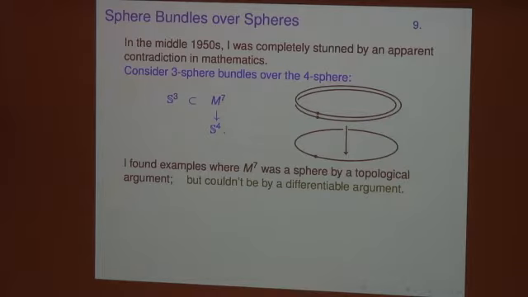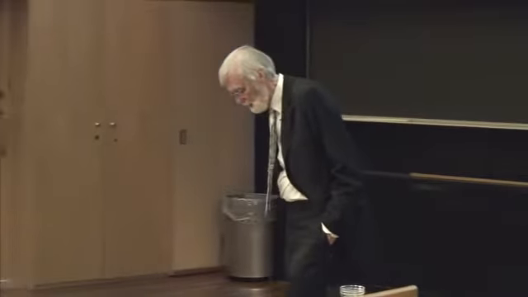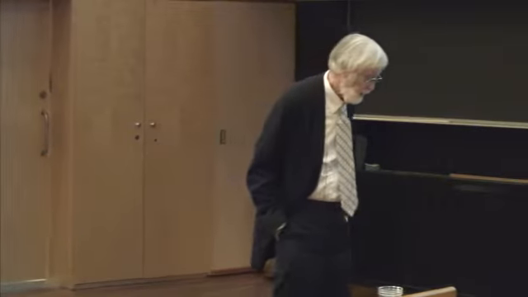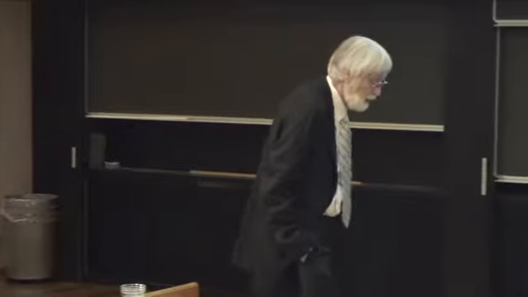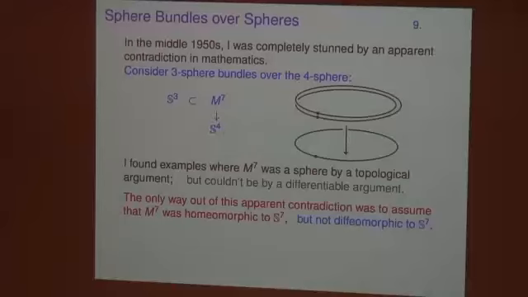So I found examples where this total space M7 was a sphere according to a topological argument, but was not a sphere according to a different argument which used derivatives. And this just didn't seem to make sense. I didn't know what was wrong, but after analyzing the argument, the only way to get out of it was to assume that this object, this M7, was homeomorphic under a continuous one-to-one mapping to the standard sphere, but not diffeomorphic. This homeomorphism could not be made smooth with smooth inverse.